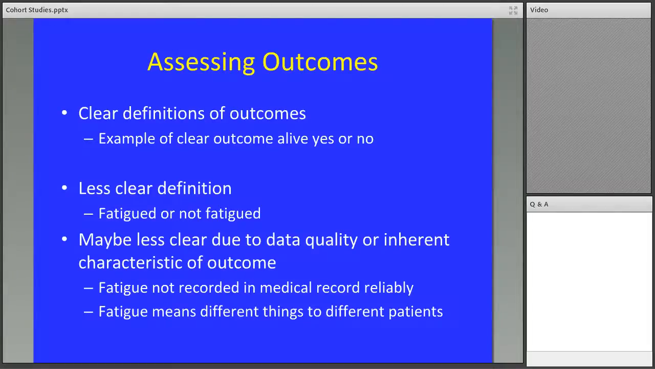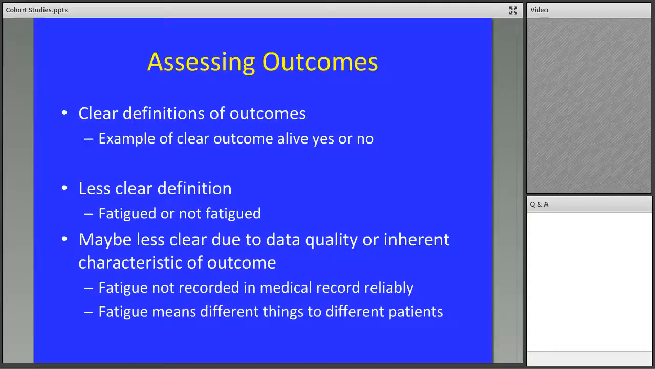Again, you need to have a clear definition of an outcome. Some things are very easy. Are you alive? Yes or no? Probably one of the simplest ones to measure. But let's pick another one that might be important. Fatigued or not fatigued? Well, it's important to the patient, certainly, but it may be less clear due to data quality or inherent characteristics of the outcome.